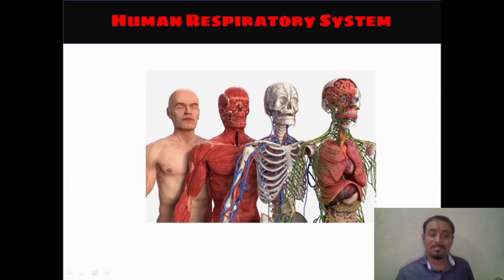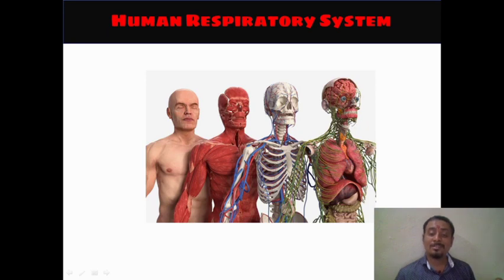Human respiratory system. As we know, our respiratory system is enclosed inside many different layers of the human body. The first layer that we see when we observe humans is the skin. Below the skin, muscular layers are present. Below the muscular layers, skeletal layers are there, and the nervous system part is there. Nerves are there, and below that, in the skeletal system, the respiratory system is there.